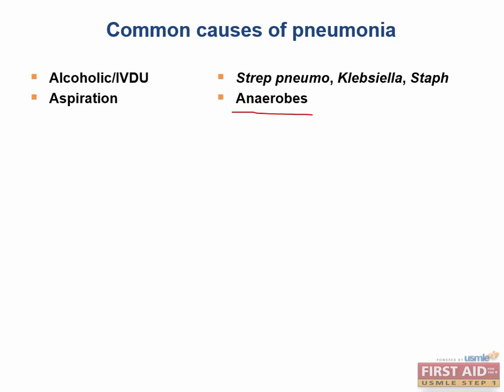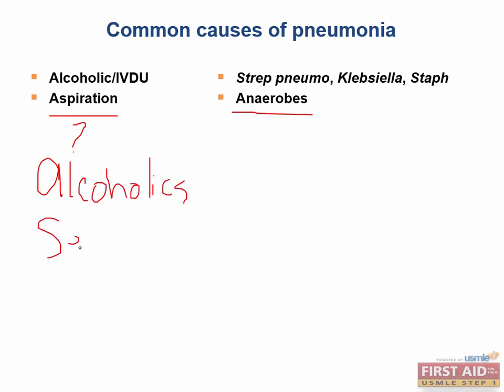Can you name 2 high-yield groups of patients that are susceptible to aspiration pneumonia? You got it. That's patients who have problems with alcohol, or alcoholics, as well as patients that suffer from seizure disorders. So whenever you see somebody with a seizure disorder with pneumonia, you must consider aspiration pneumonia. And why are anaerobes typically seen in aspiration pneumonia? Because our gut flora are anaerobic bacteria.